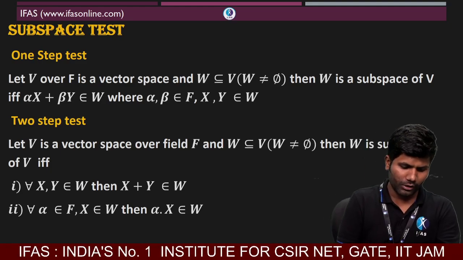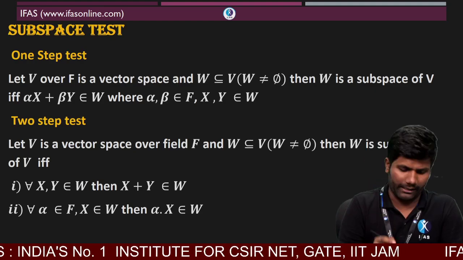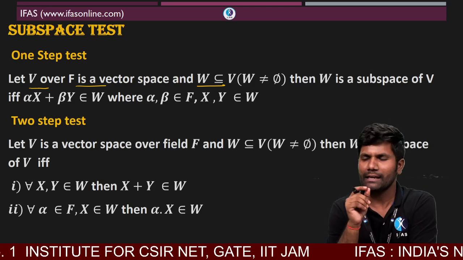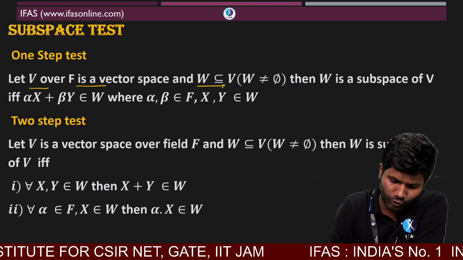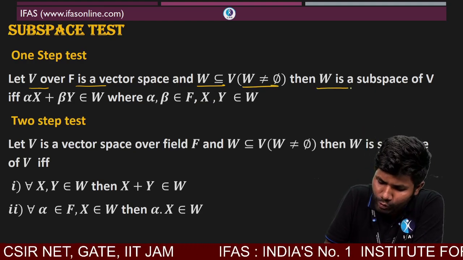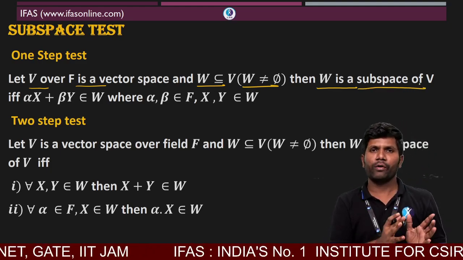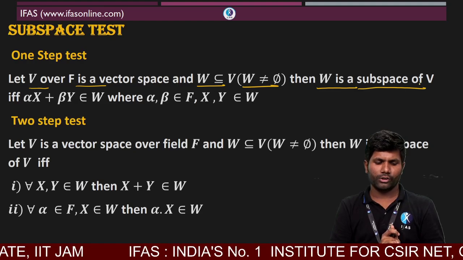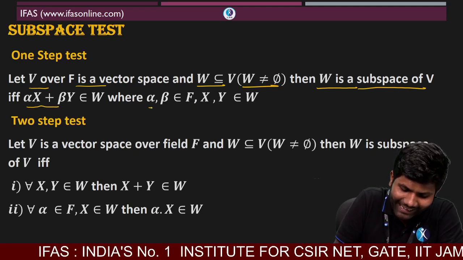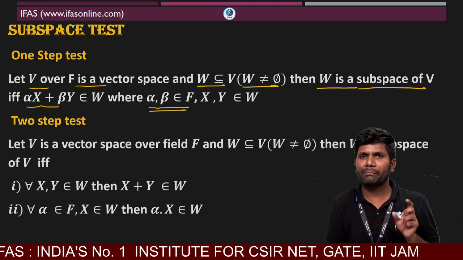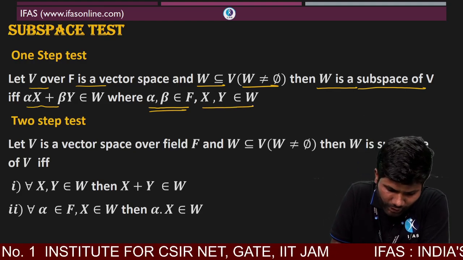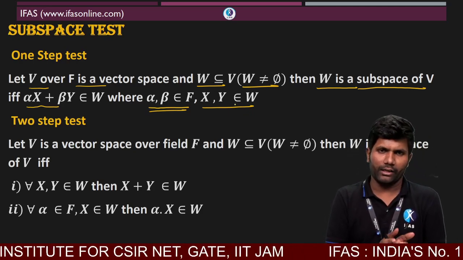Suppose V is a vector space over a field F. So V over F is a vector space, and W is a subset of V, and W is non-empty. Then W is a subspace of V if and only if alpha x plus beta y belongs to W, where alpha, beta belong to the field. It means that alpha, beta are scalars, and x, y belong to W. It means that x, y are vectors and alpha, beta are scalars.